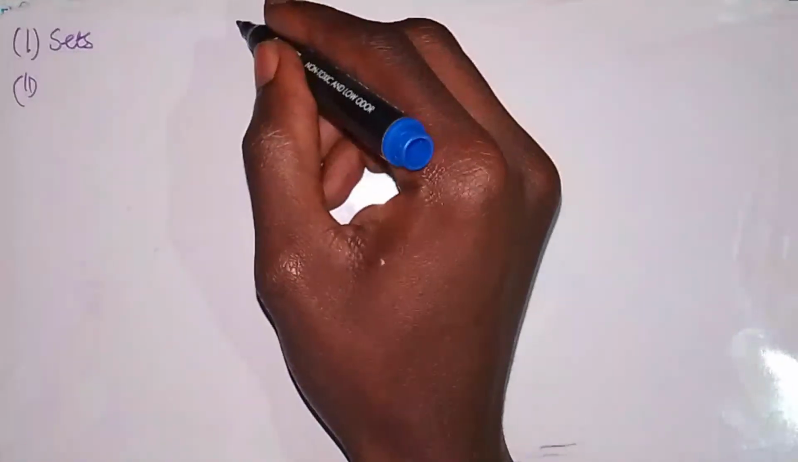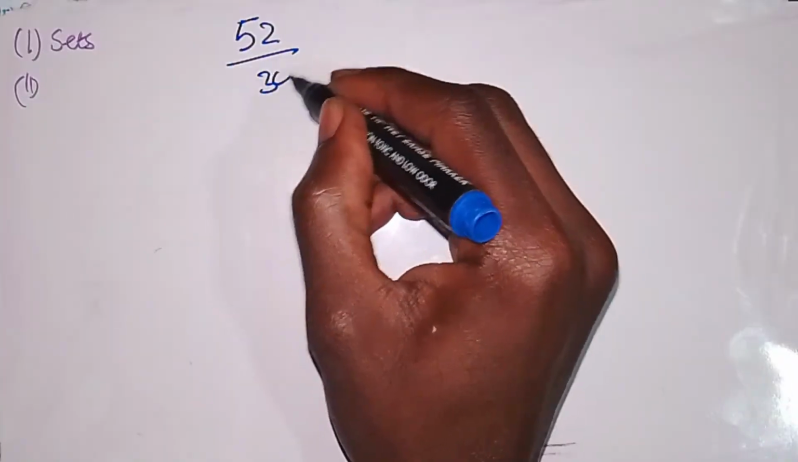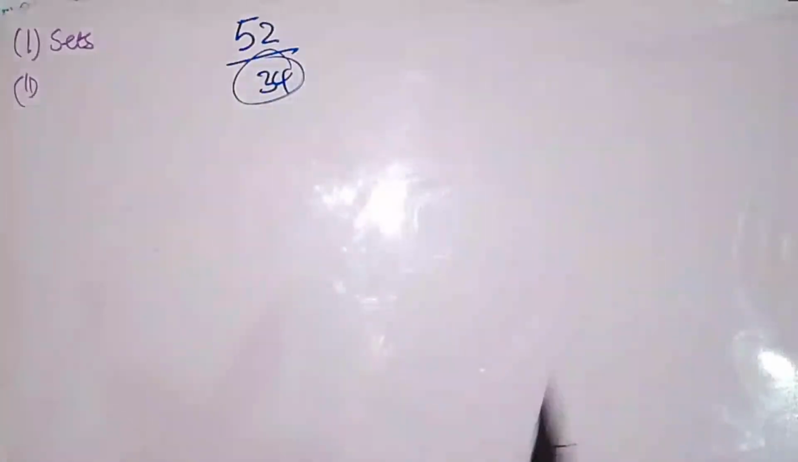In this live class, we are going to look at how you can get 34 marks in Mathematics Paper 2, Section A. We know that Section A is out of 52 marks, so we are going to get 34 marks. So how can you get those 34 marks?